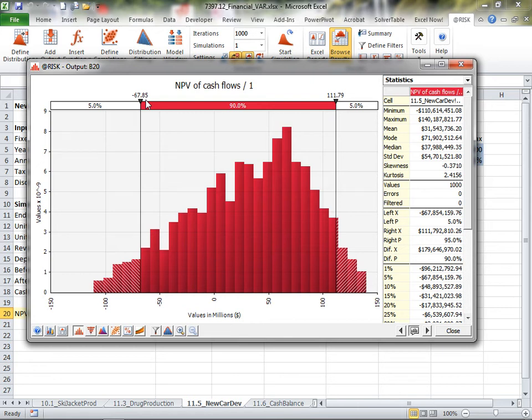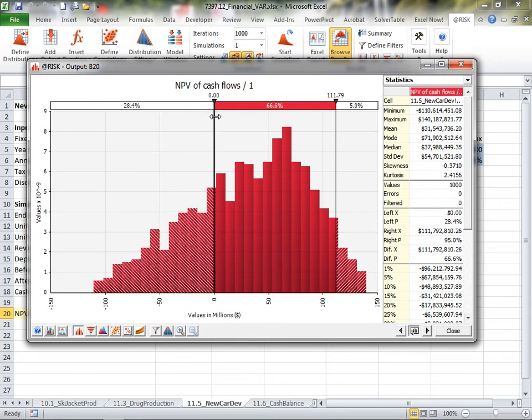How do decision makers use that information? Because you could say, well, all right, what is your break-even value? Maybe that's something we should look at. So let's look at our break-even value. All right, so we have got roughly a 71.6% probability that we would break even or do better, right? We've got a 28.4% probability that we'll not break even.